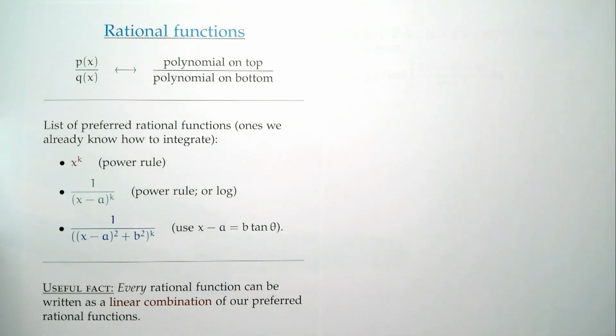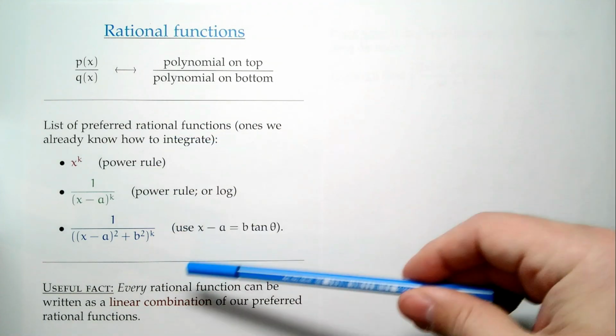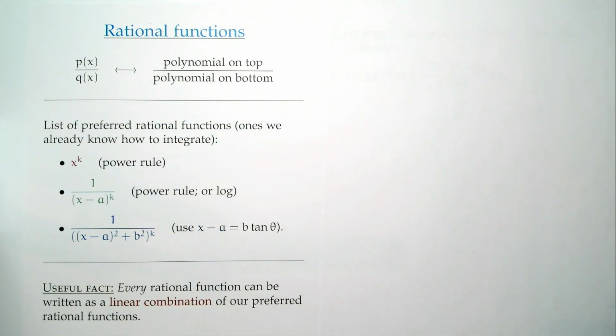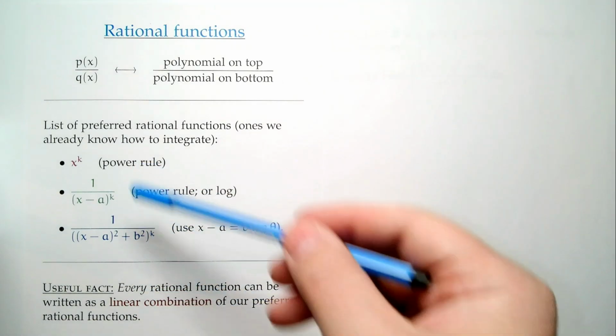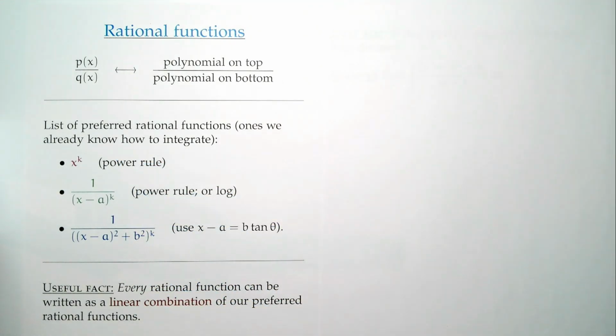And here's the really cool fact. It turns out that every rational function that you'll ever encounter can be written as some combination of these pieces. So what we want to do is go through the process of how do we get to that? How do we break up rational functions into these individual parts and therefore something that we can integrate? All right, so that's our goal for today. How do we do that?